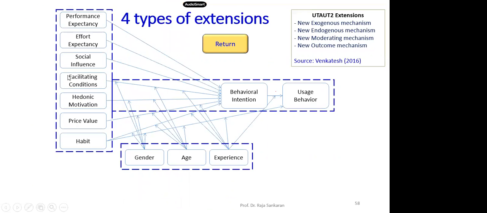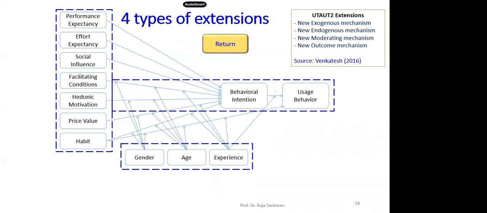So the model could be, this is typically from UTAUT2, which is the Unified Theory of Acceptance and Use of Technology by Venkatesh et al. And this model was conceptualized in 2012, which is an updation or an extension of the UTAUT model, which is predominantly used in different marketing as well as IT domains.